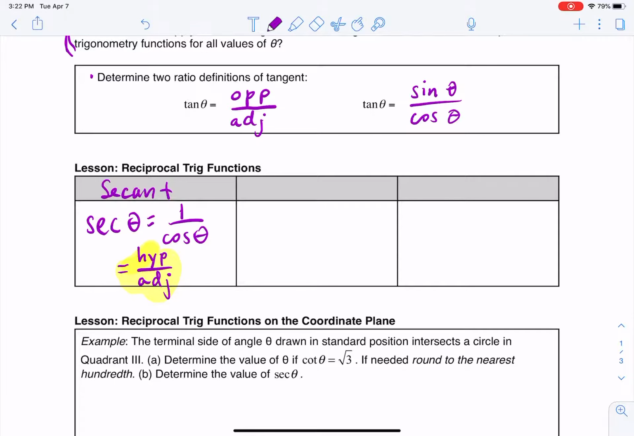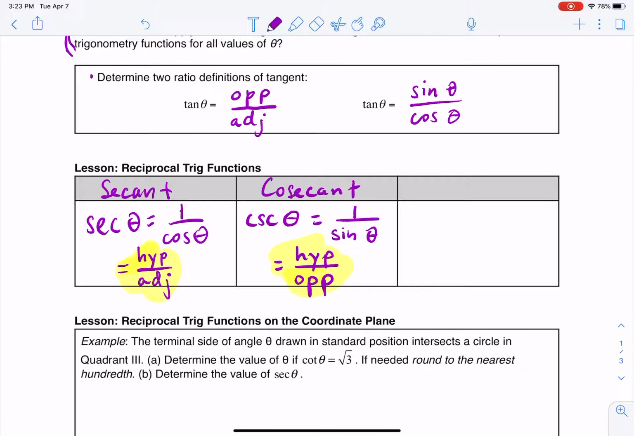I think this kind of grounds it a little bit more in the reality of triangles that we've been working with so far. All right, the second reciprocal function we'll talk about is cosecant. Cosecant is abbreviated CSC of theta, and that's really equal to 1 over sine of theta. So it's the reciprocal of sine. Now, another way we can think about cosecant is that it's sine flipped upside down, so it's hypotenuse over opposite.